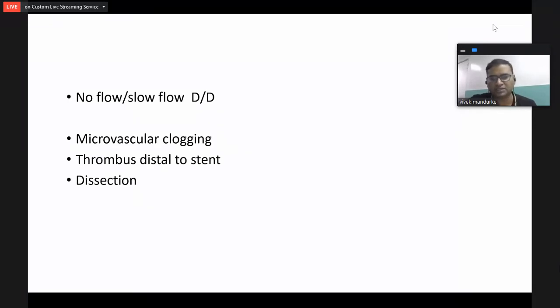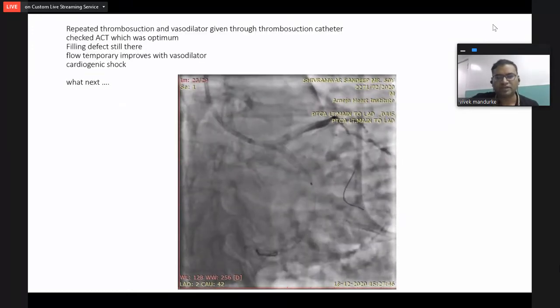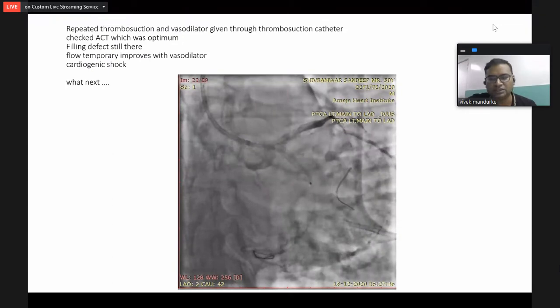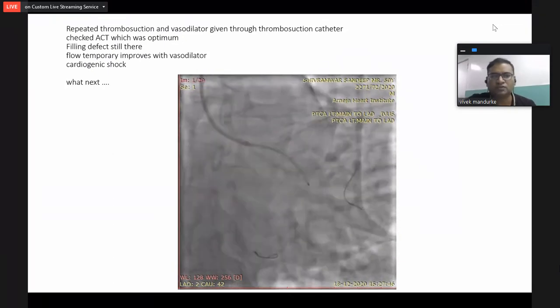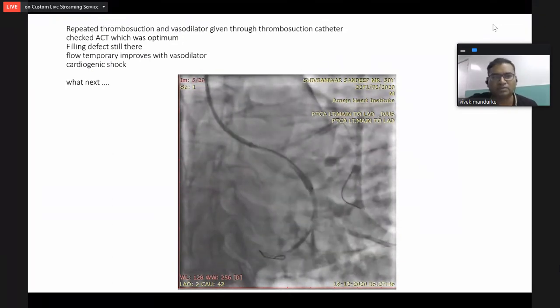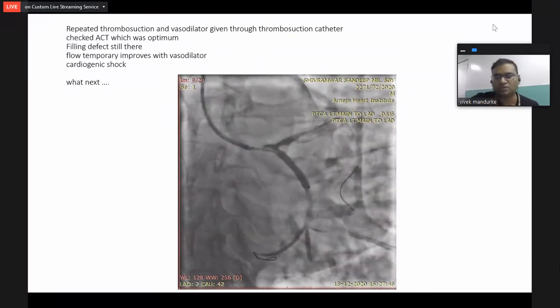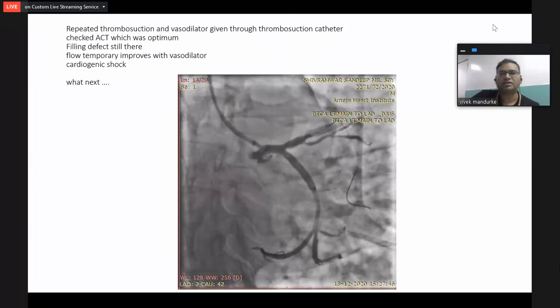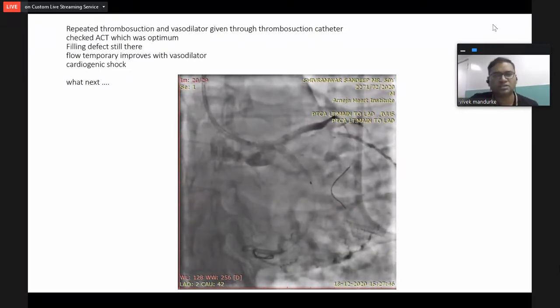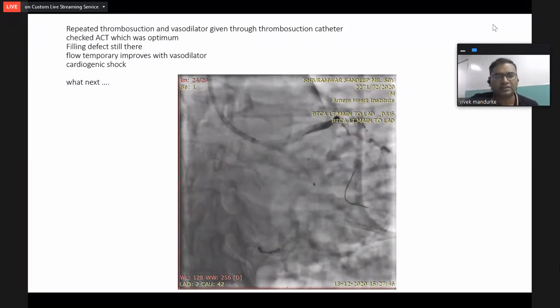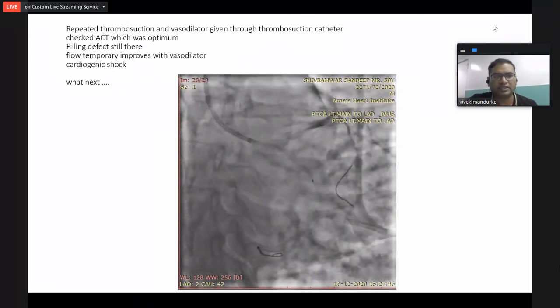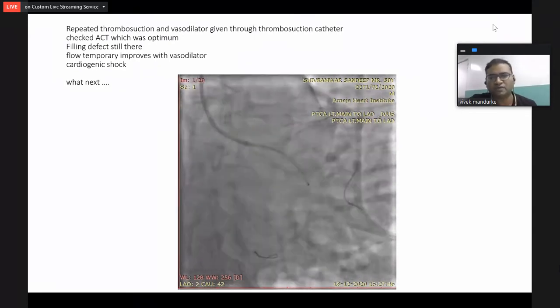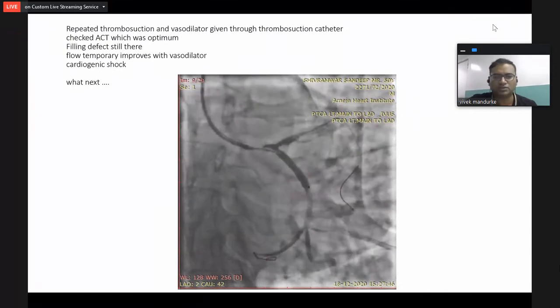Thrombus may be distal to the stent, that filling defect we are seeing, and the third possibility is dissection. So this filling defect we initially thought is more thrombus-like. So we checked ACT, which was optimum, and on thrombosuction we have not seen any thrombus. We repeated thrombosuction and vasodilators were given through the same thrombosuction catheter. But the filling defect was still there. Flow temporarily improved with vasodilator, and again slow flow used to come.